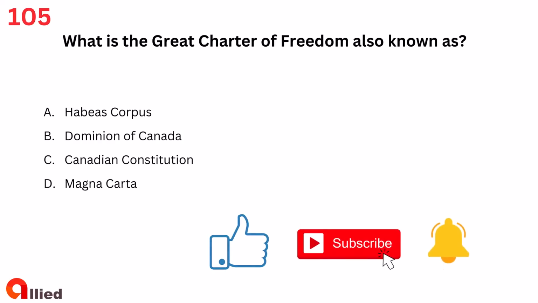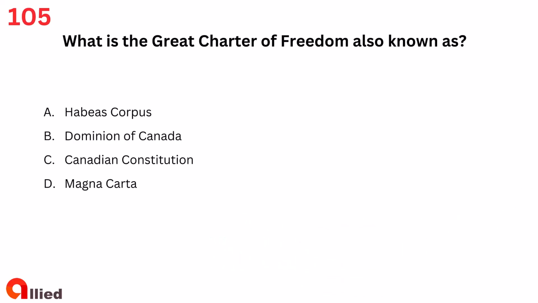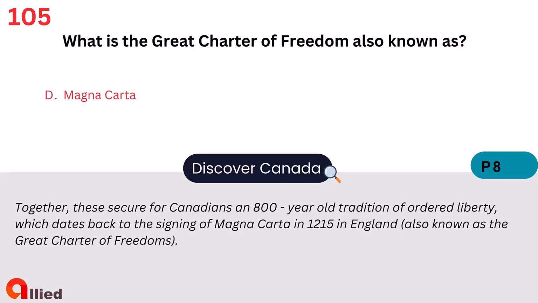Question 105. What is the Great Charter of Freedom also known as? A. Habeas corpus. B. Dominion of Canada. C. Canadian Constitution. D. Magna Carta. The answer is D. Magna Carta.